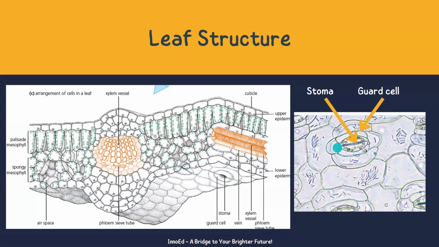You can see the guard cell more closely here. So these are two guard cells. In the middle, there is an opening called stoma. Stoma is just an opening. It is not a cell. So through that stoma, the diffusion of carbon dioxide into the leaf, and the diffusion of oxygen and water vapor out of the leaf occur.